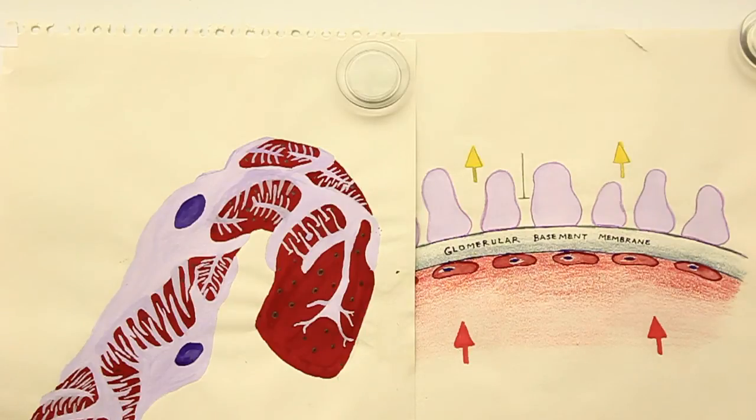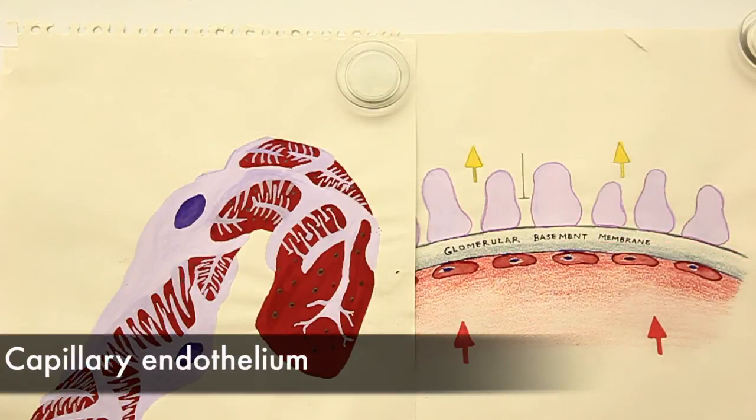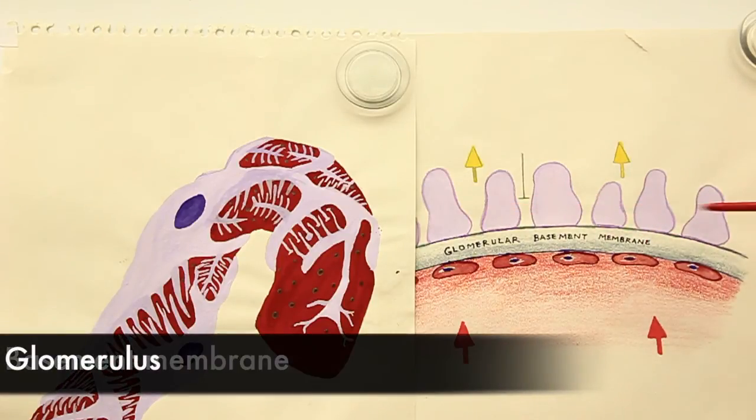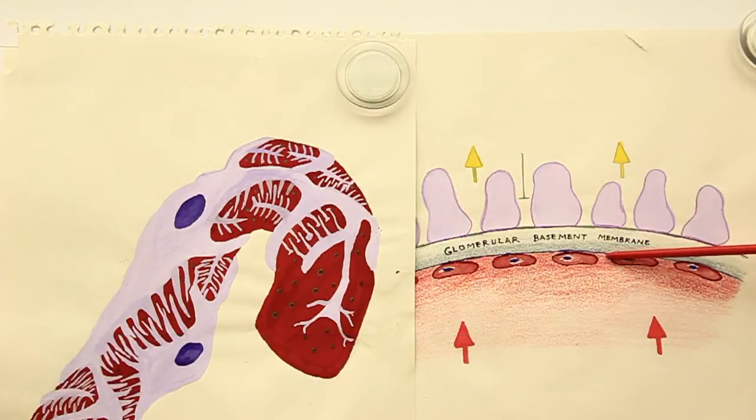Okay? So again, I would repeat the configuration or the structure of the filtration membrane. It's important to understand. Made up of the capillary endothelium, basement membrane of the glomerulus, which is the fusion of basal lamina of capillary and the basal lamina of podocytes. And also on top is the visceral layer of the Bowman's capsule. So three things are making up the filtration membrane: capillary endothelium, glomerular basement membrane, and the visceral layer of Bowman's capsule.